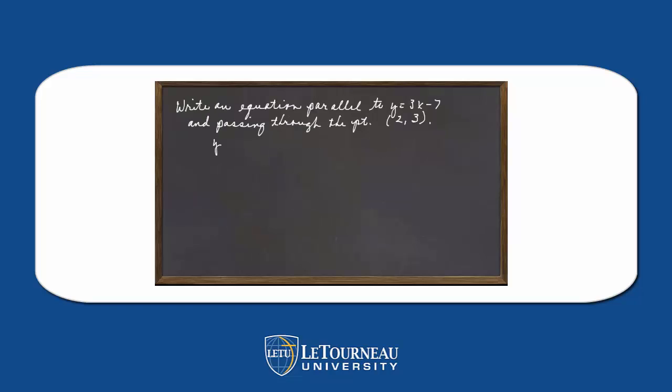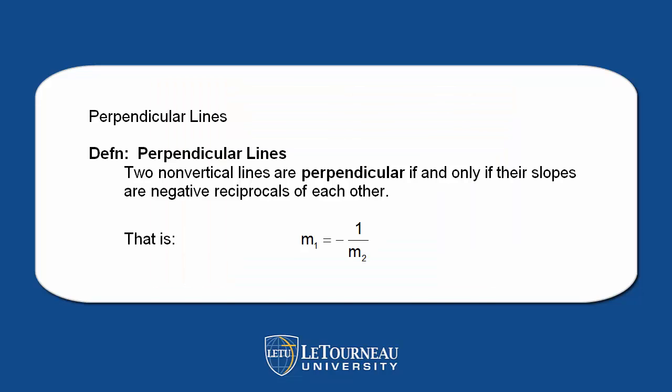Let's do another example. Let's write an equation parallel to y equals 3x minus 7 that goes through the point (2, 3). All right, we know the slope is 3. To be parallel, the slope of the other line needs to be 3. So we're going to just substitute it in. 3 equals 3 times 2 plus b. And we get that b is minus 3, and we've got our line.